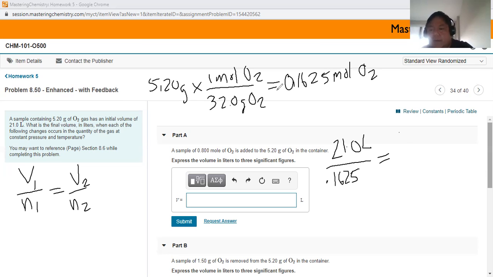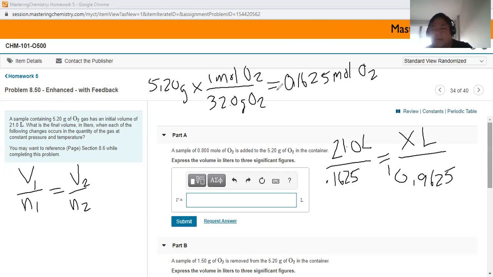All right. So now this is going to be equal. I don't know what my new volume is, right? Because I am adding 0.8 moles. So I'm going to add that 0.8 to my 0.1625. So now this is going to be divided by 0.9625. Okay. So now this just becomes an algebra problem.